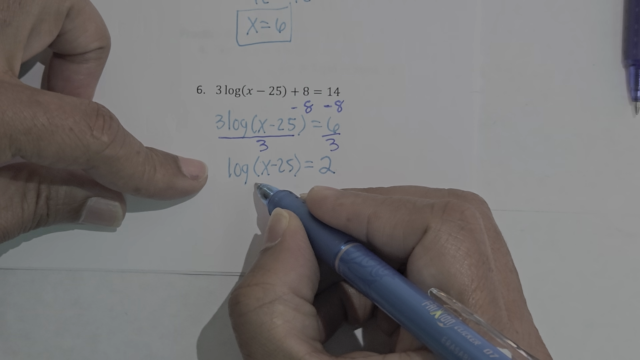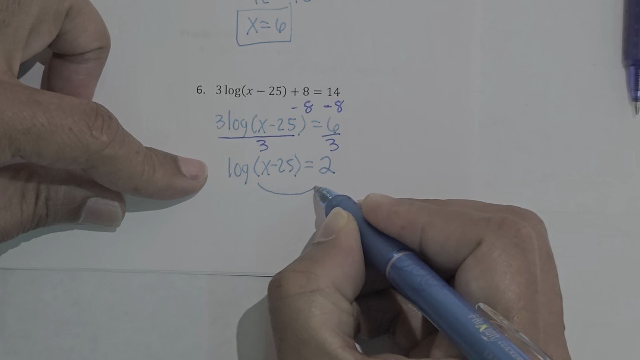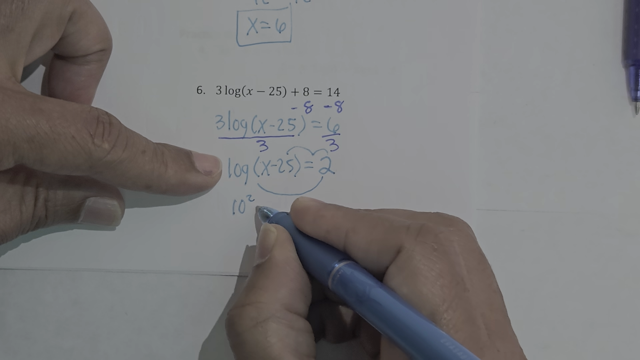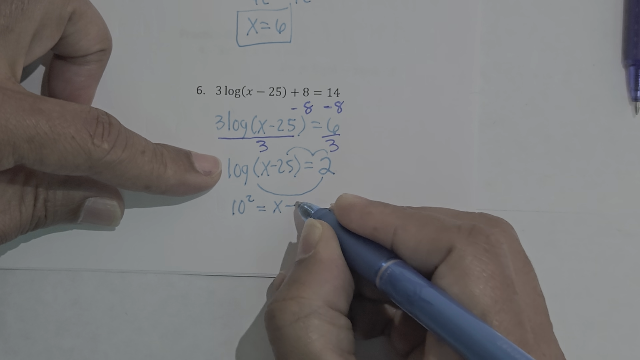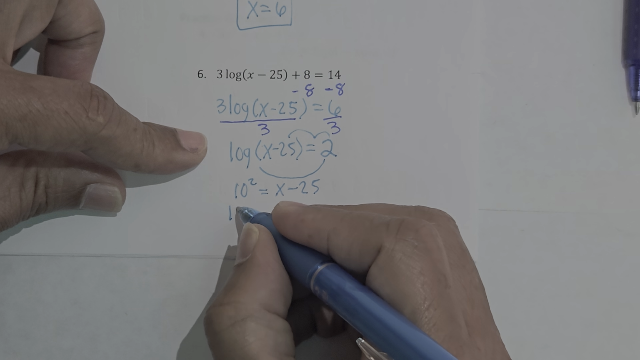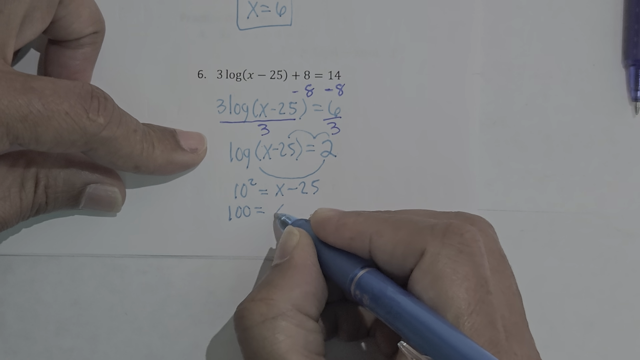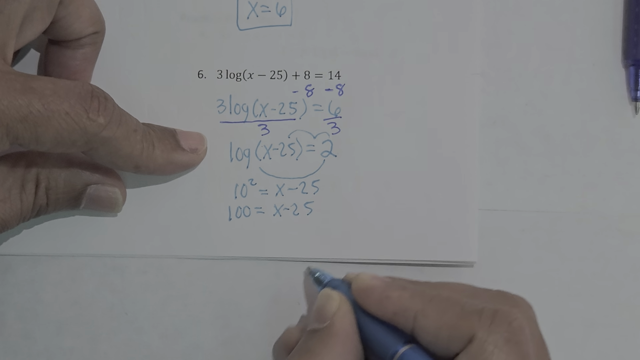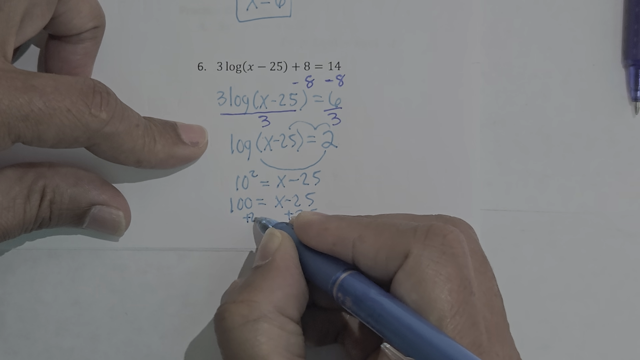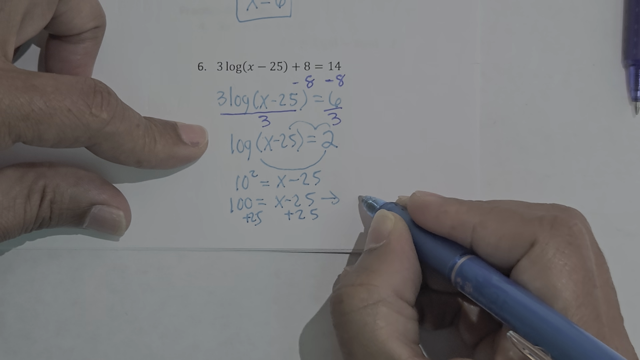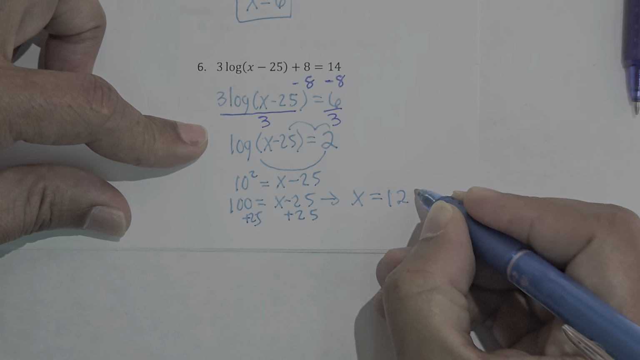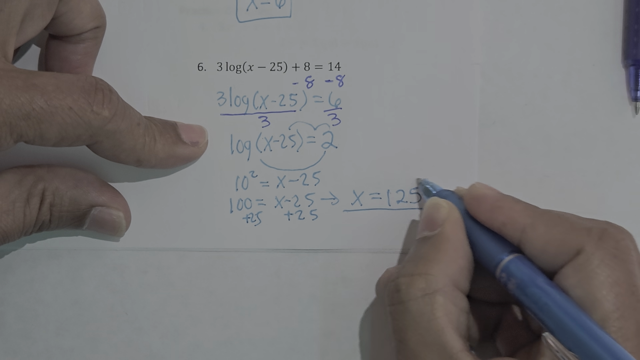Okay. Then I take the inverse of the log. The base of this log is implied to be 10 because it's a common log. So 10 to the second power equals x minus 25. So 10 squared equals x minus 25. 10 squared is the same as 100. So 100 is equal to x minus 25. Then all we have to do is add the 25 so we can find the value of x. So then the solution to this equation is x equals 100 plus 25, which is 125.